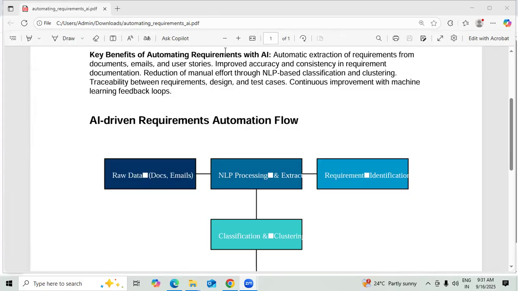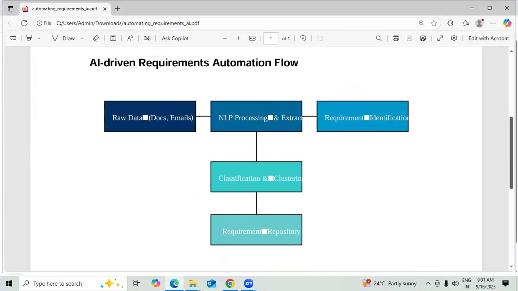When we are automating the requirements flow, it goes from raw data in documents through email. So we use NLP, that's what we call natural language processing. Through NLP processing, we can extract the requirements identification. Not only that, we have the advantage where we can do classification and clustering also, so that we can maintain the requirements repository.